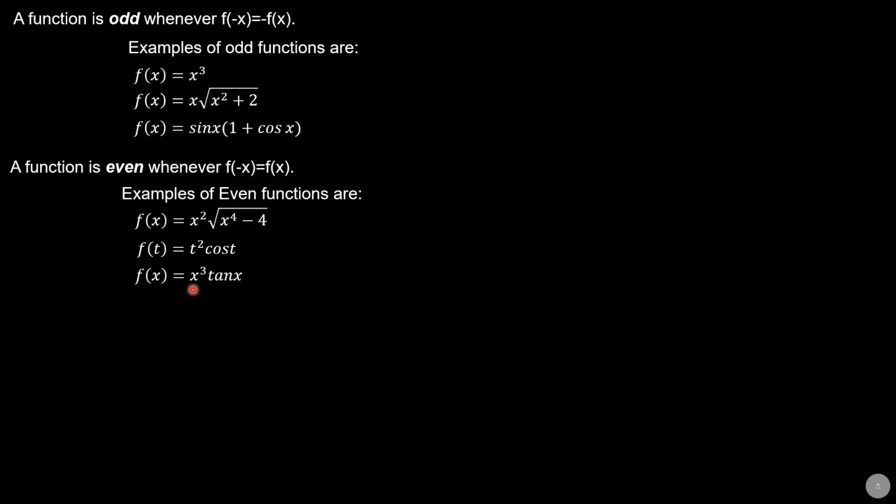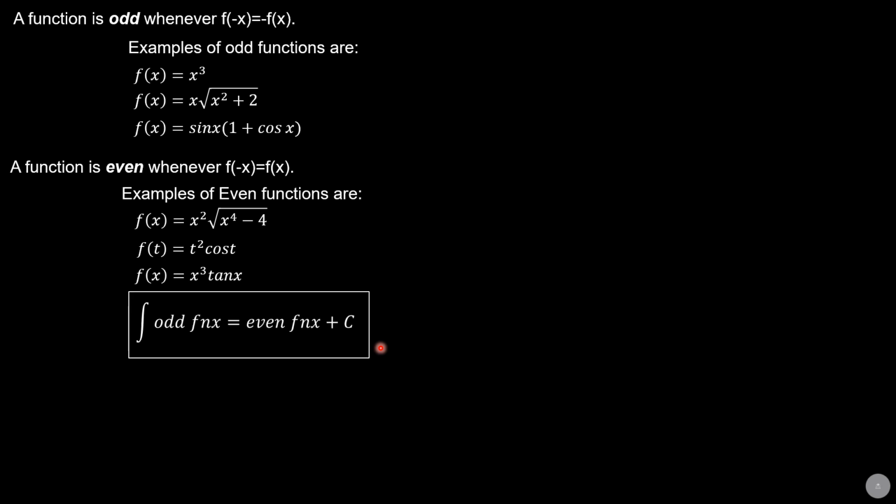X cubed is an odd function. Tangent of x is also an odd function. So the product of odd functions is an even function. So the result is an even function. Because of that, we have these characteristics: the integral of an odd function is equal to an even function of x, plus the constant if it is an indefinite integral. Likewise, the integral of an even function of x is equal to an odd function of x plus constant of integration.